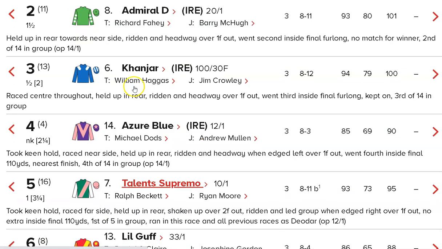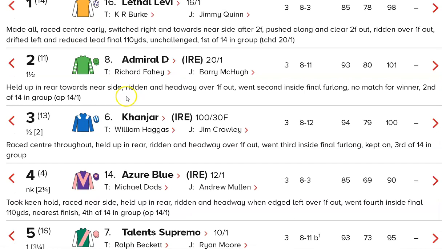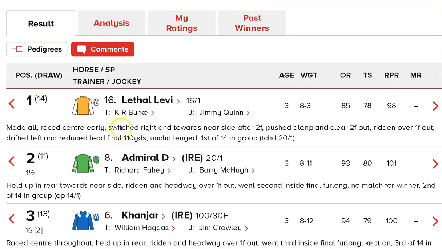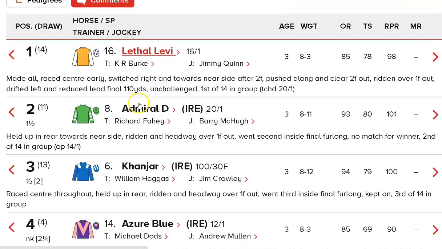Now if we have a look at some of the horses, he ran off 94 there. He got beat 2 lengths, but look who won the race. Lethal Levi won the race and finished 2 lengths in front of Kanjar, but Kanjar was giving him £9 in that race.